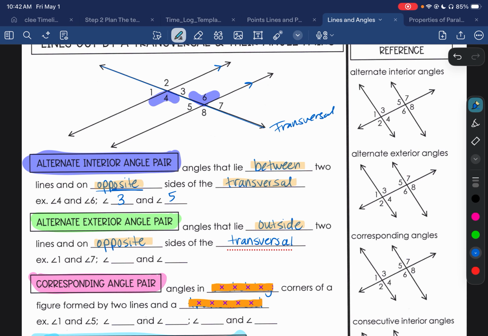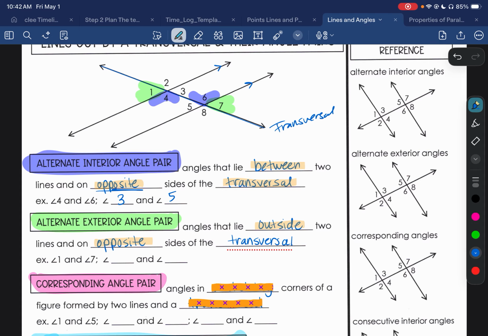All right, so alternate exterior angle pairs are angles that lie outside of the lines and they're opposite. They give us an example, 1 and 7. Go back to my highlighter. So angle 1 and angle 7. Those are what we call alternate exterior angles. They lie on opposite sides and they're exterior.